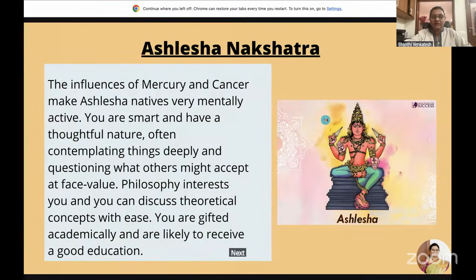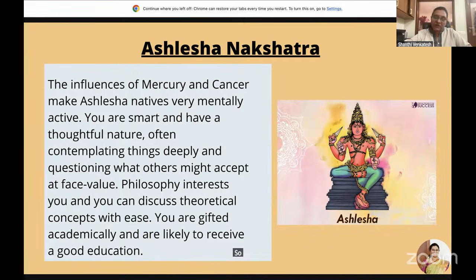Next, we have the Ashlesha Nakshatra. So Aridra, Punarvasu, Pushya. Next comes Ashlesha. Now Ashlesha is the 9th nakshatra among the 27 nakshatras. Here, all the 4 padas of Ashlesha are in Karkataka Rashi. Ashlesha is ruled by Mercury, and this nakshatra is found in Karkataka Rashi. So you will have the influence of Mercury as well as the influence of Karkataka Rashi on the people who are born in this nakshatra.